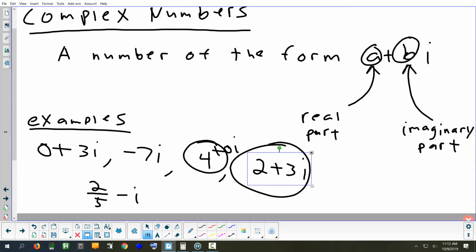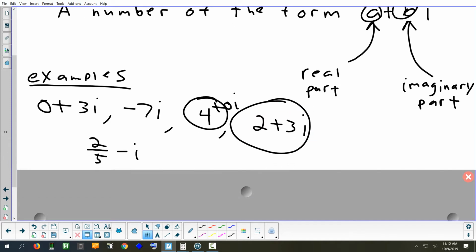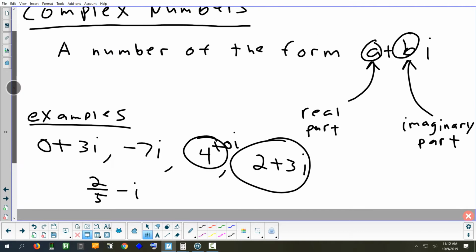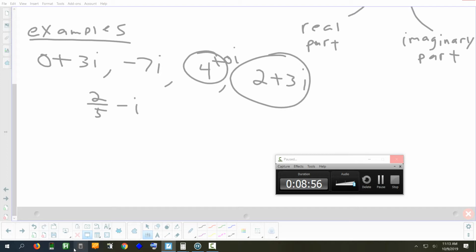Okay, so the next thing, what does it mean for two complex numbers to be equal? Well, if we had two real numbers and we asked if they were equal, all you have to do is look at one thing and compare it to the other one thing, right? With complex, it's a little bit different. If two complex numbers are equal, you have to look at two things in each number. You have to compare the real part to the real part, and the imaginary part to the imaginary part.